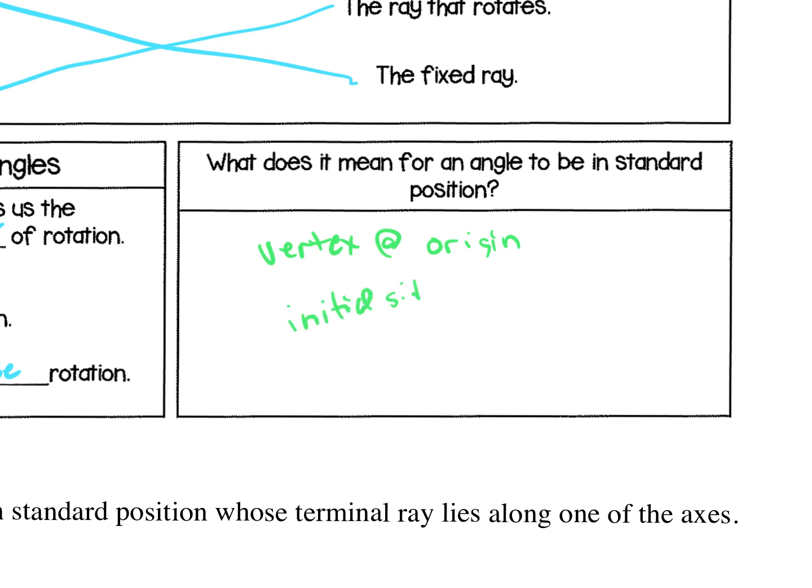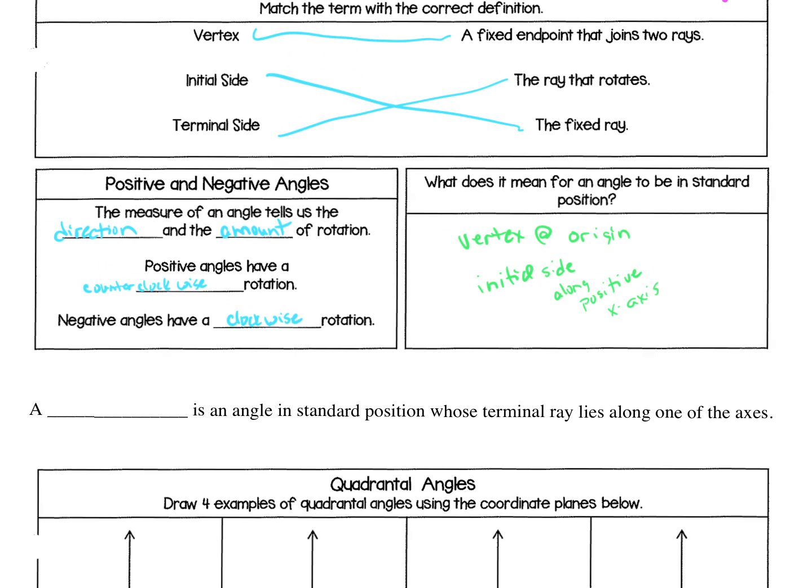Okay, initial, well, it can go counterclockwise or clockwise. Clockwise goes negative. Yep, but it can rotate either way, right? Okay, so an angle in standard position, vertex is at the origin, initial side along positive x-axis. But then we can rotate either way, positive or negative, right? Along positive x-axis. Okay.